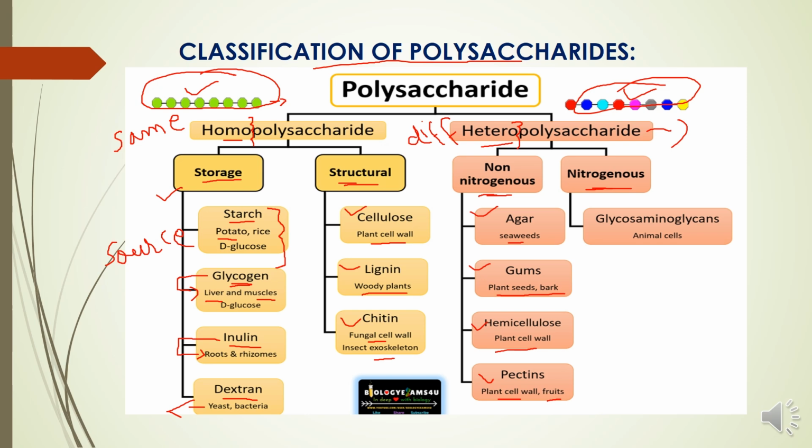Okay students, you can learn the names of sugars and the classifications of carbohydrates. Hopefully, students, you clearly understood today's topic: carbohydrates, classification of monosaccharides, classification of disaccharides, classification of oligosaccharides, and classification of polysaccharides. Thank you.